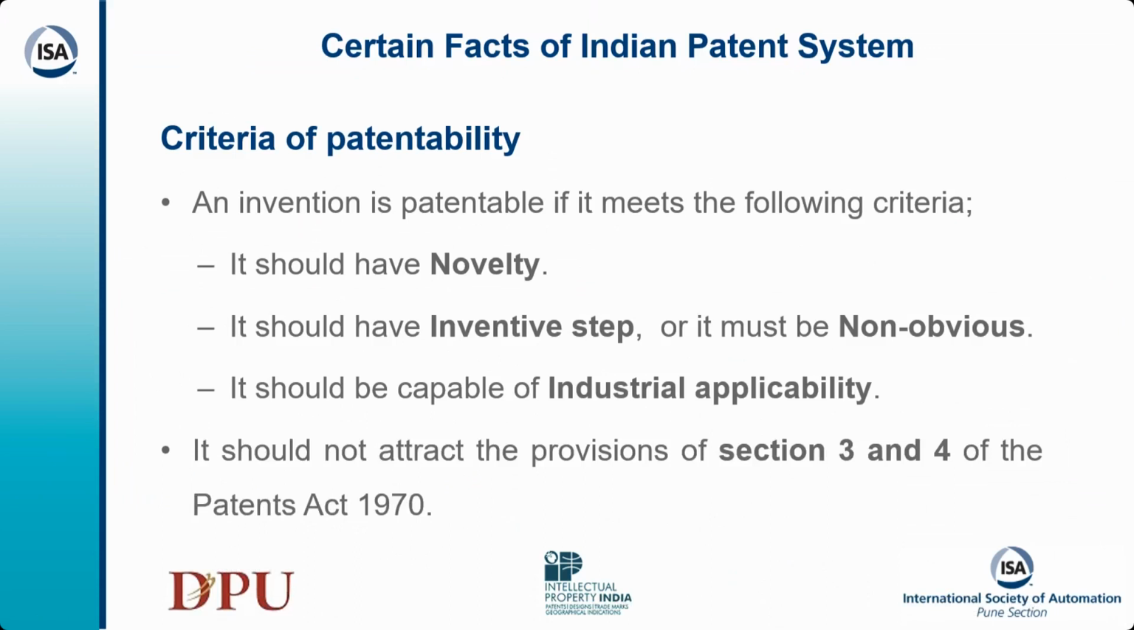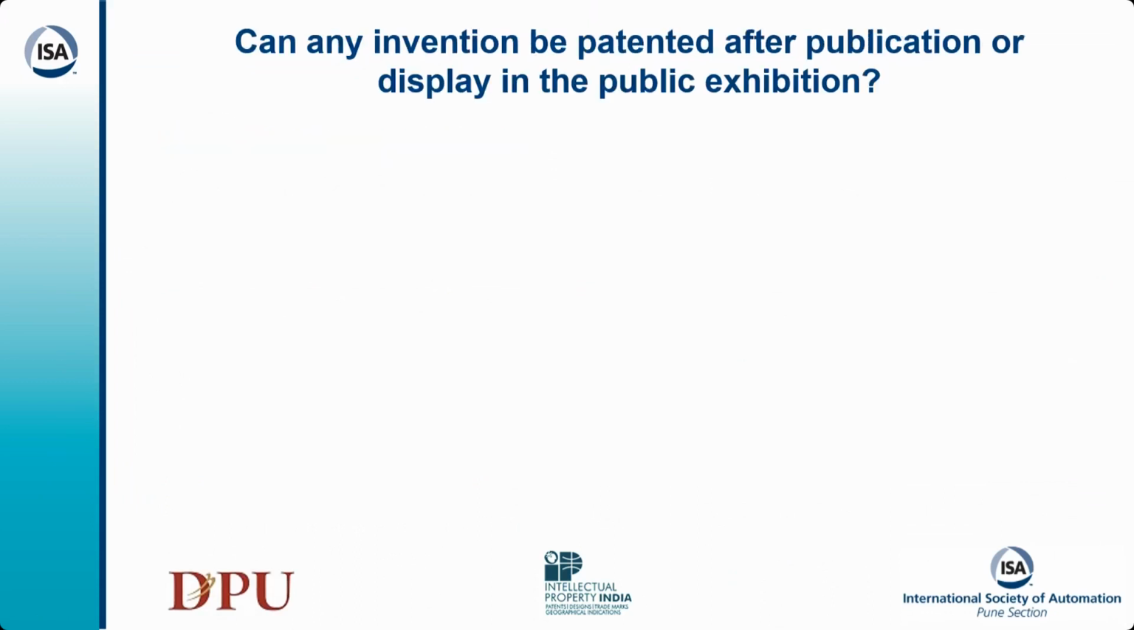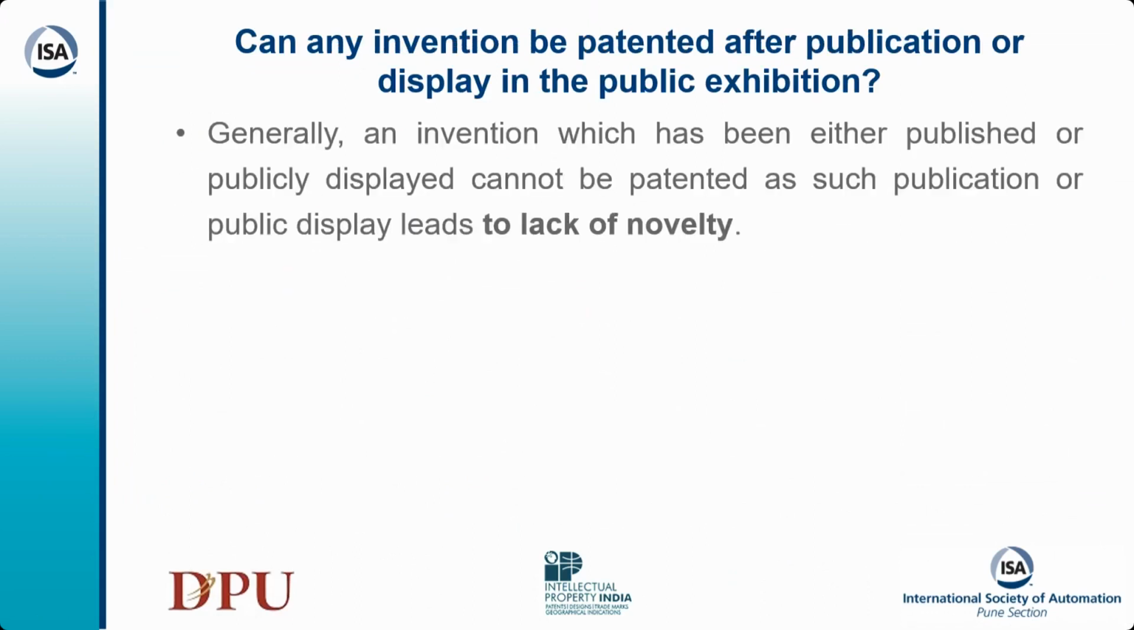It should not attract the provisions of Section 3 and Section 4 of the Patent Act 1970. In Section 3 and Section 4, there are some conditions. If you overrule those, then that patent validity will not be there. We will not go into the details of that.